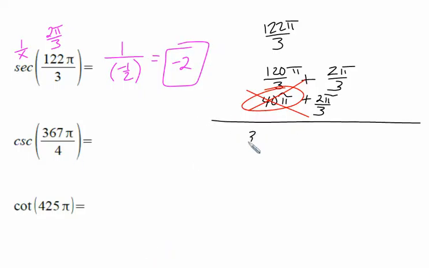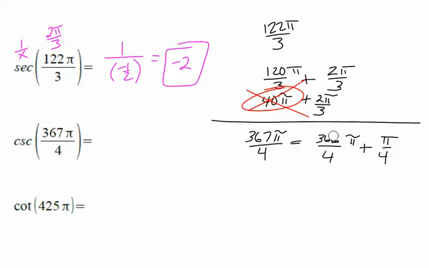Next problem. Cosecant of 367 pi divided by 4. We could continually subtract multiples of 2 pi, but that's not fun. So we need to kind of split this up a little bit. We could look at this as 366 pi divided by 4 plus pi divided by 4. Now what we want to do then is take our calculator, or mentally, one or the other, do 366 divided by 4. Unfortunately, 366 divided by 4 does not work out to be a whole number.